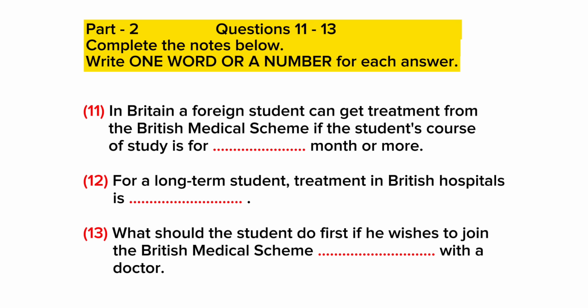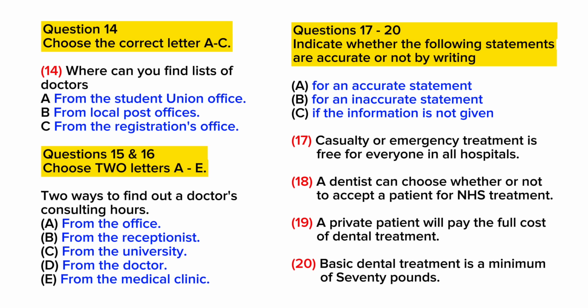How do I make sure I can be treated by the NHS? If you are eligible for treatment, that is, you are registered on a course of 6 months or longer, then the first thing you should do is to register with a doctor. You should register with any doctor close to where you live. Local post offices have lists. Now look at questions 14 to 20.